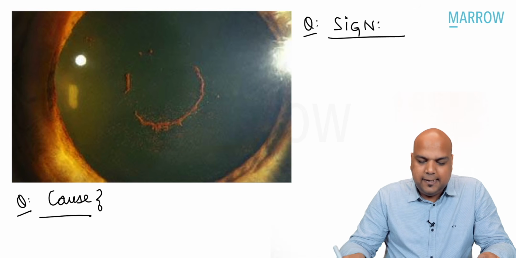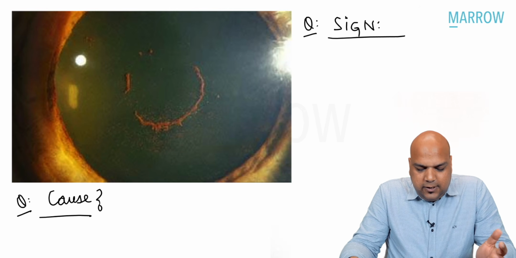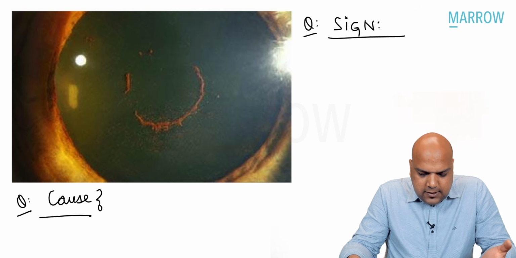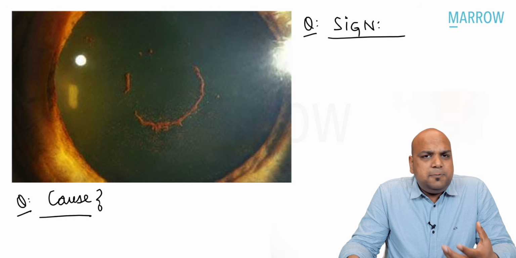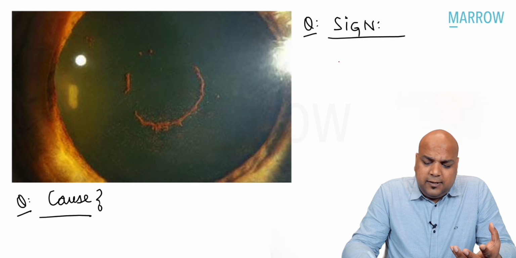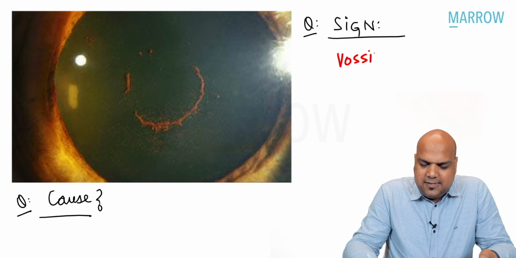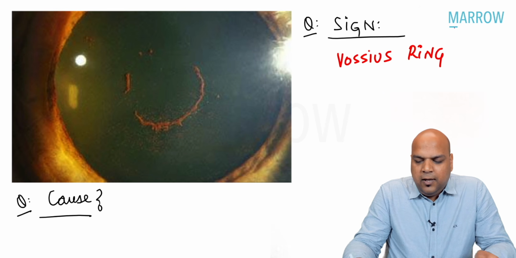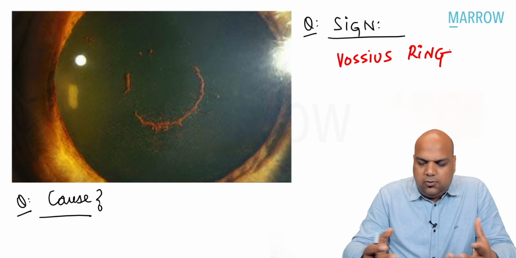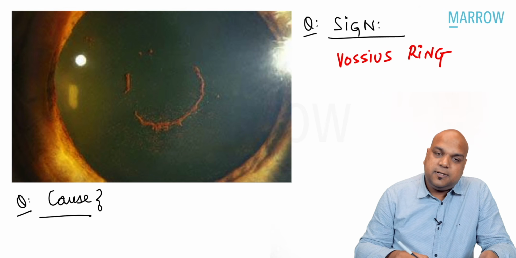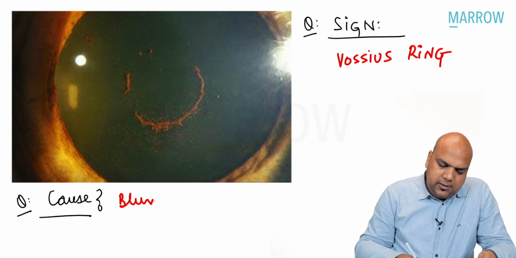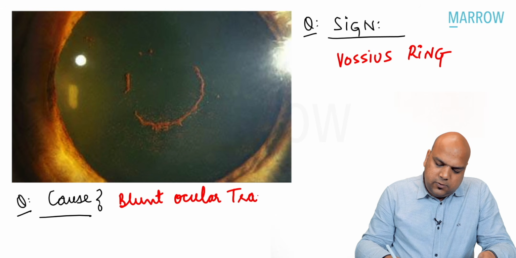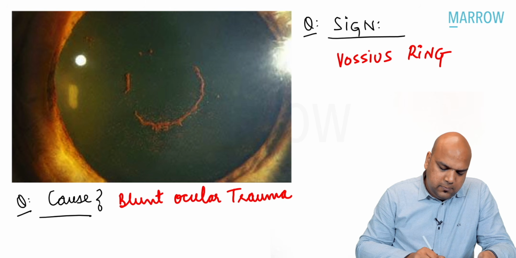Moving on, right, guys. Another important sign that you can see here: the pupil is dilated, but on the lens we have some iris pigment which is stuck. And this is known as Vossius ring. Yes. So I hope you're getting the gist. These are all trauma images, just intermixed, orbital trauma or ocular trauma. Vossius ring. What is the cause? The cause is blunt ocular trauma. Right, guys? No confusion about these simple images, I hope.